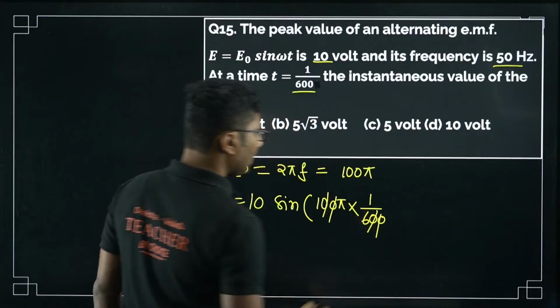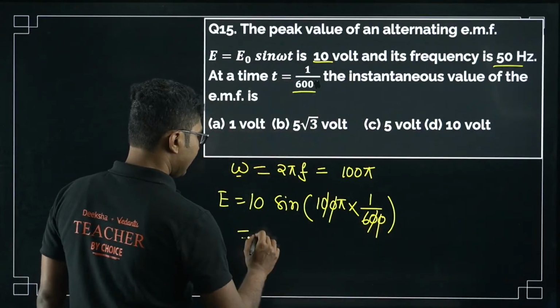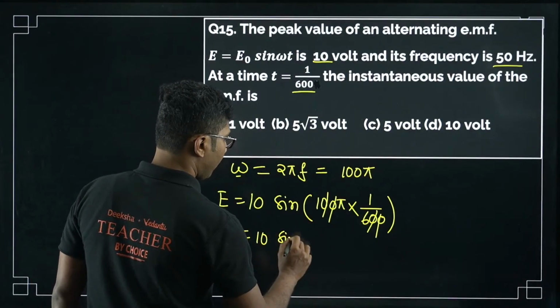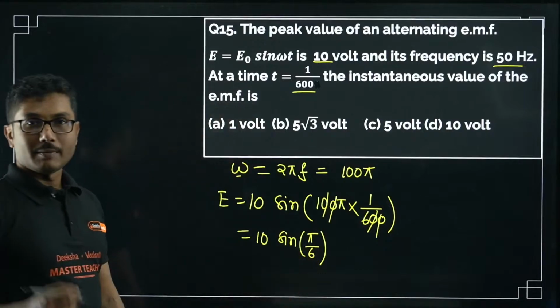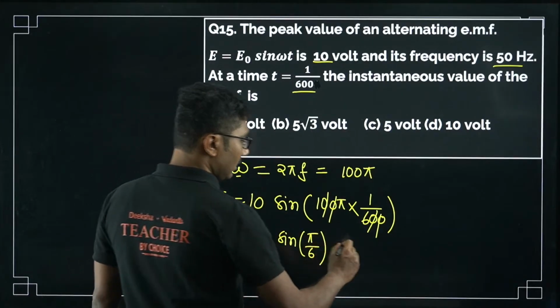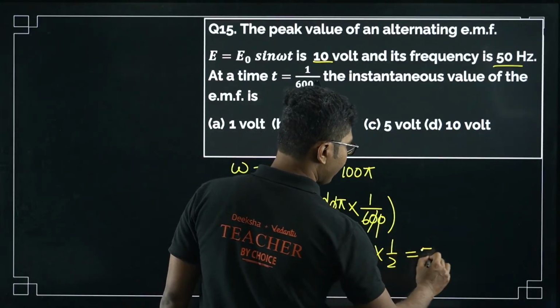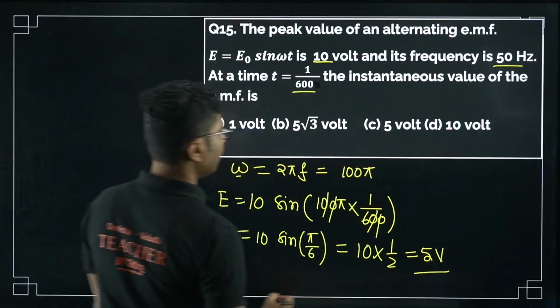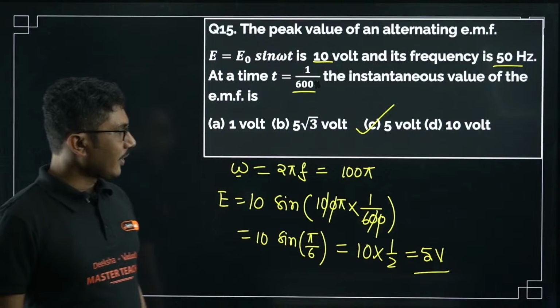So it will be pi by 6. So 10 sine pi by 6. What is pi by 6? Pi by 6 is 30 degrees, right? So sine 30 means half. That means 5 volt is the answer. So the answer is option C. Yes, 5 volt is the answer.